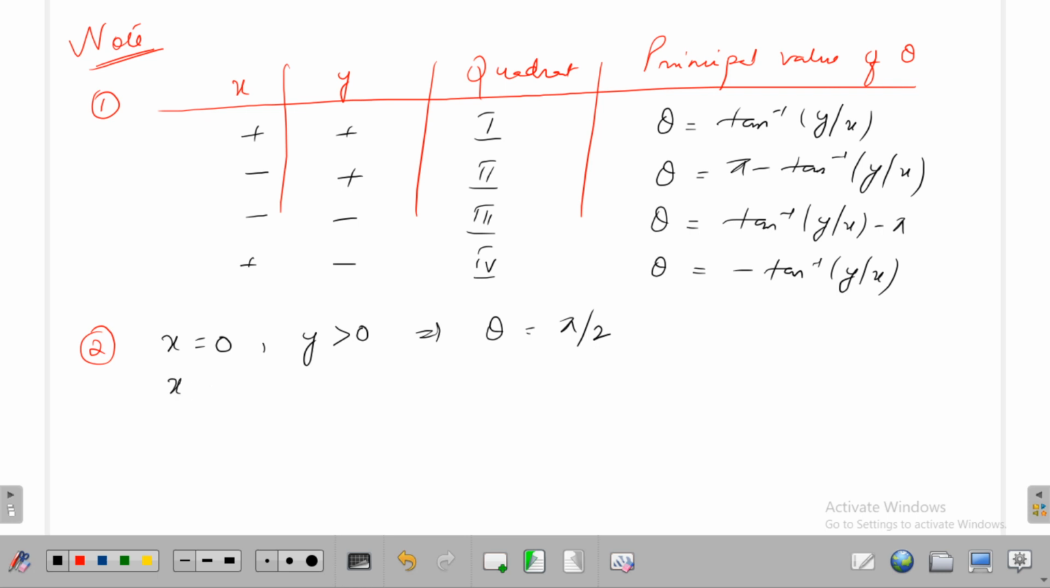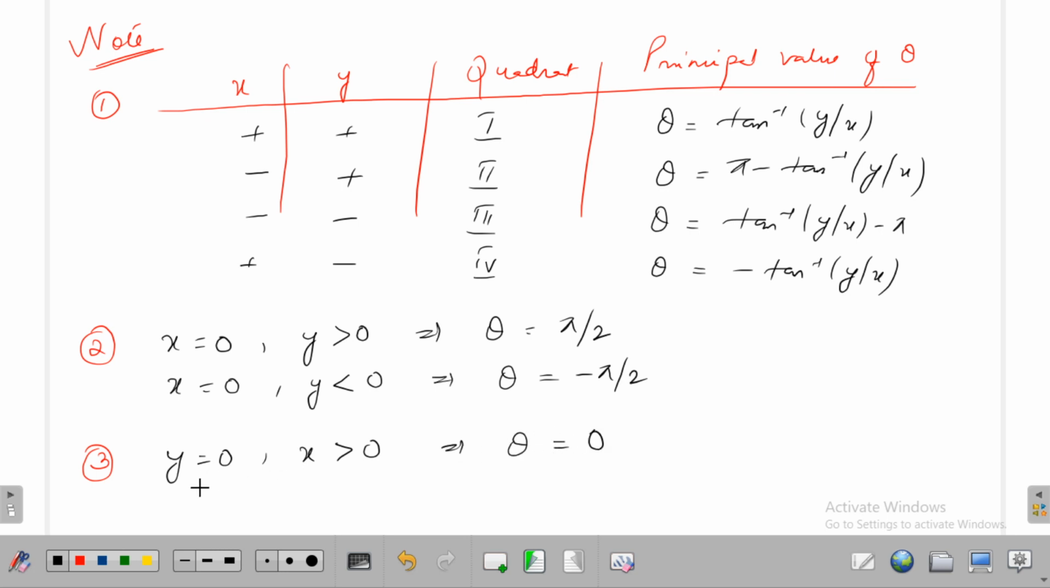Similarly, the value for x is 0, and y is less than 0. In short, it means the value for theta is nothing more than minus pi by 2. And also the third point, if I say that the value for y is 0 and x is greater than 0, that means the value for theta is nothing more than 0. And similarly, y is equal to 0 and x is less than 0. That means the value for theta would be pi.